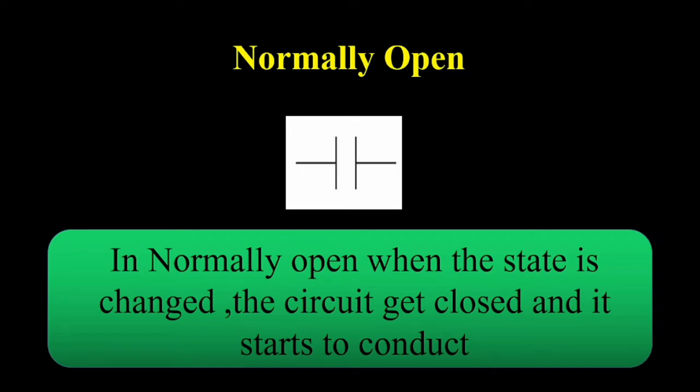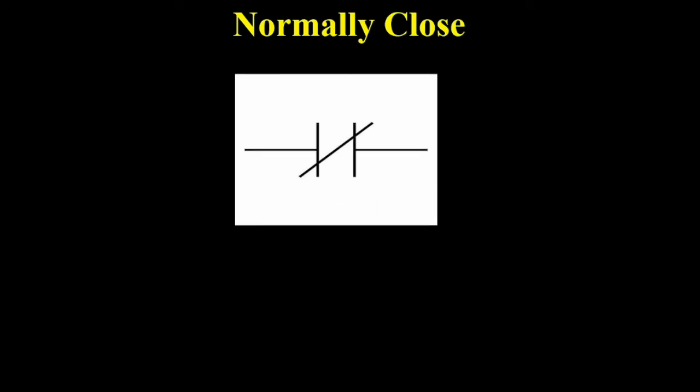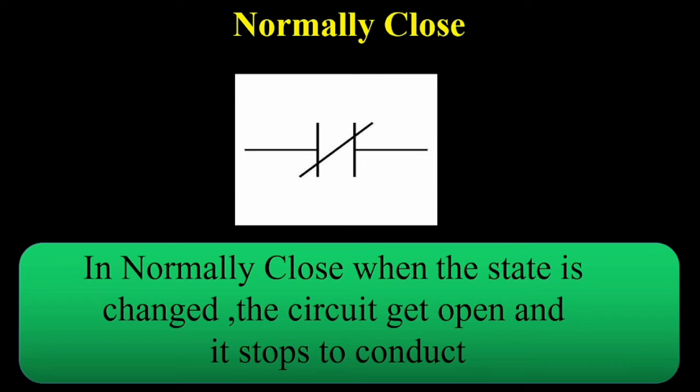And the next one is normally close. And this is the symbol of normally close. In normally close, when the state is changed, the circuit gets open and it stops conducting. Friends, normally close is similar to a normally close push button.